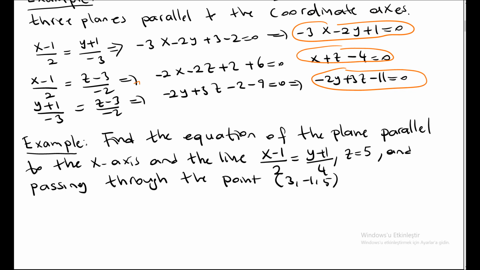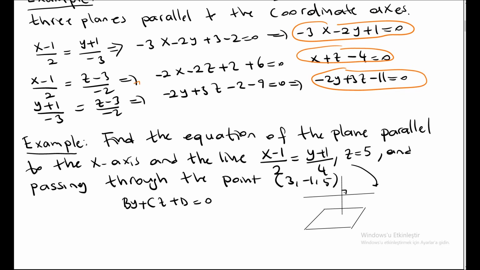Okay, first, because it is parallel to the x-axis, it means we have this one, right? B times y plus c times z plus d equals 0. This is our plane. And also it is given parallel to this line. Now think about, you have this plane. Okay? And your plane is parallel to this line. So it means the normal vector of the plane will be perpendicular to the line, right? So this is our line.